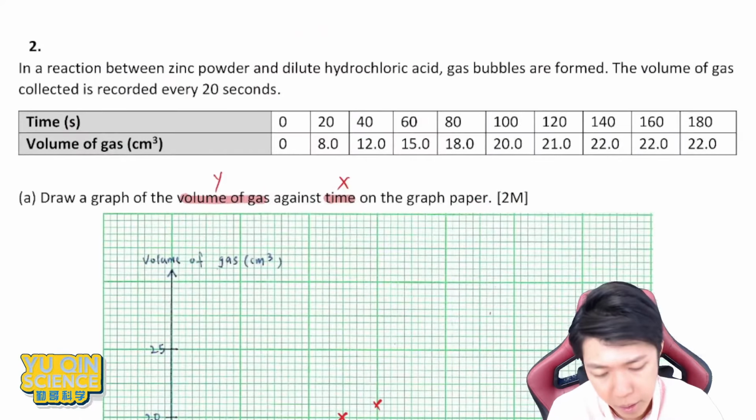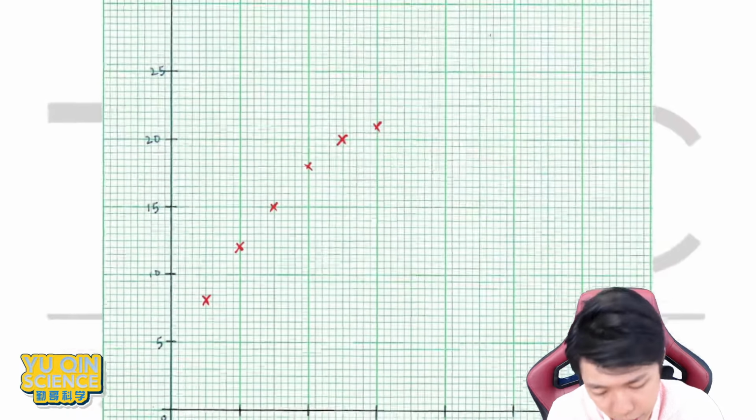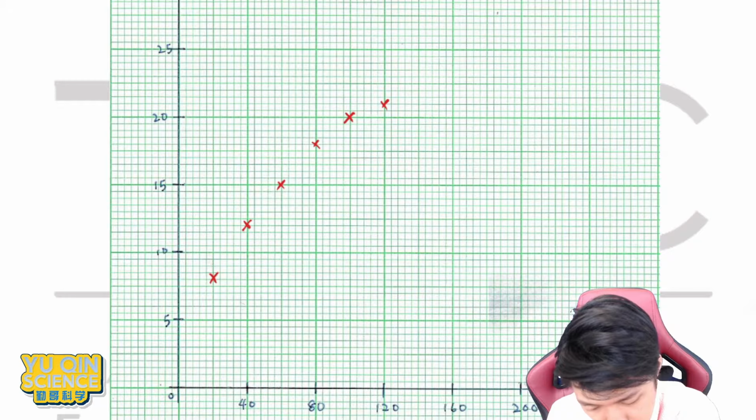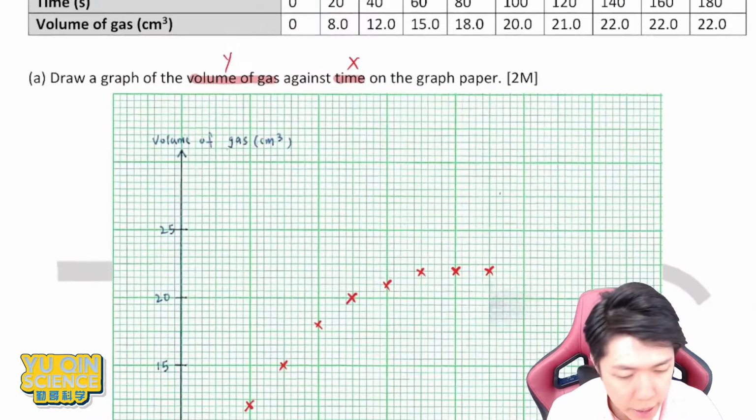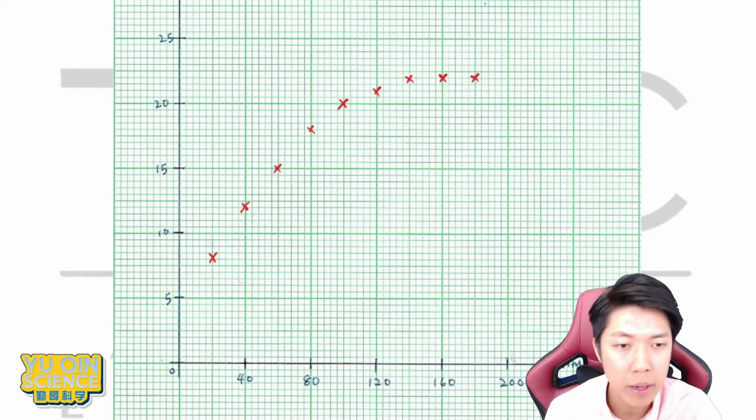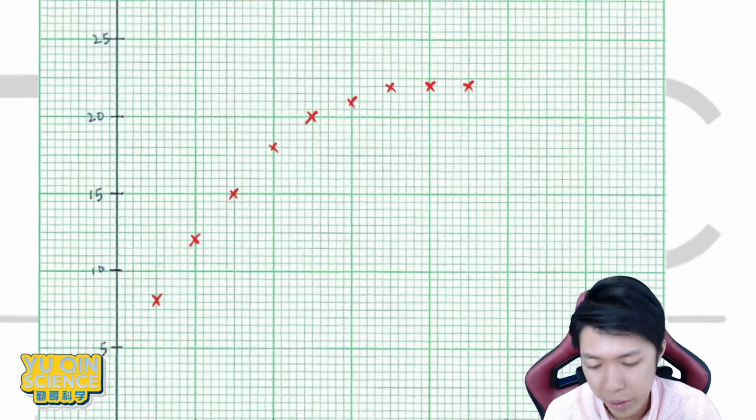And then we have 140, 22. 22 and 22. Am I correct? Yeah, it's all 22 at the end. Okay, there you go. That's how you plot a graph.